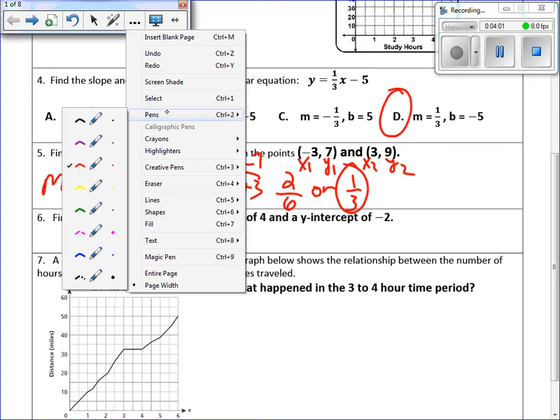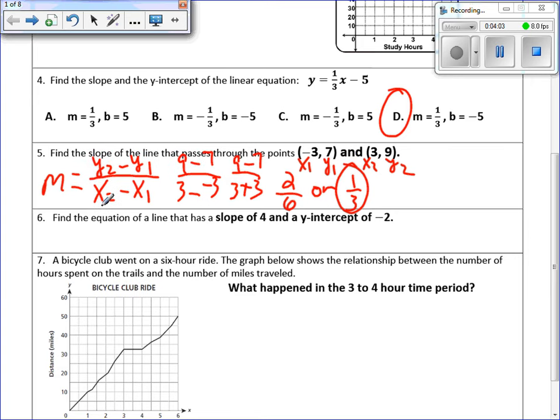Find the equation of the line that has a slope of 4 and a y-intercept of -2. y equals mx plus b. So y equals 4x minus 2.